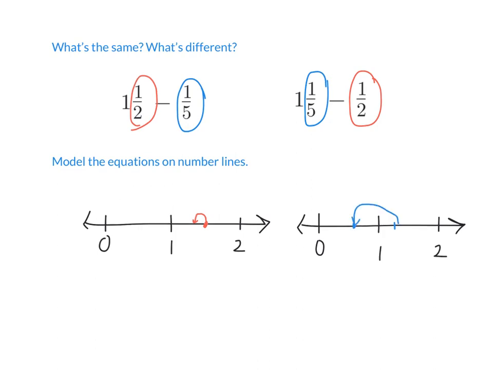So clearly, our answer in the first case is going to be greater than 1, right? When it's here, it's greater than 1. And in the second case, it's less than 1. This reminds us that we cannot use the commutative property when we are dealing with subtraction. There is no such thing as the commutative property of subtraction. We can't just move the fractions to any place because it will affect the overall value.